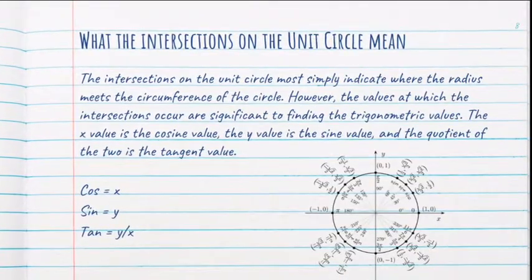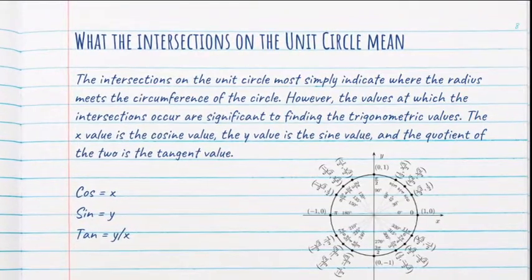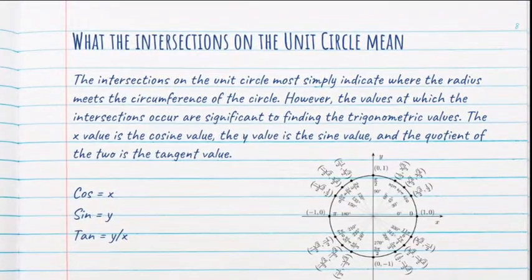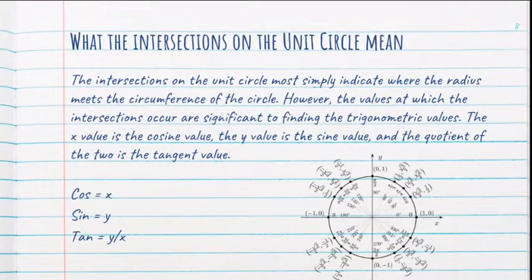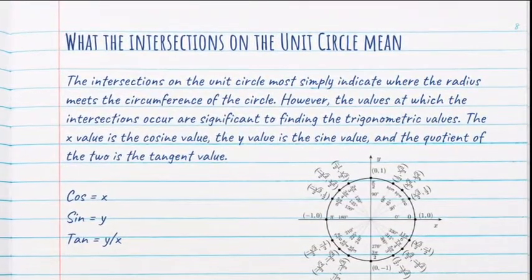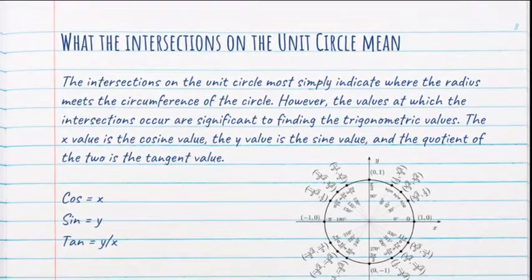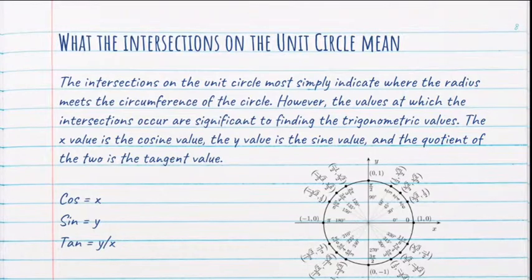What the intersections on the unit circle mean. The intersections on the unit circle most simply indicate where the radius meets the circumference of the circle. However, the values at which the intersections occur are significant to finding the trigonometric values. The x value is the cosine value, the y value is the sine value, and the quotient of the two is the tangent value.